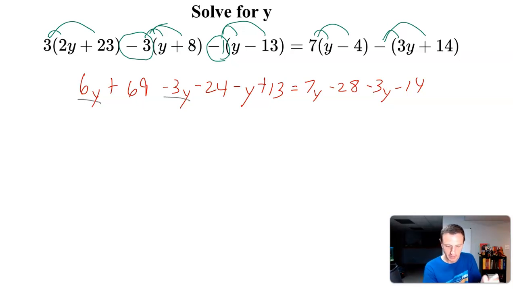So I see right there, 6y minus 3y, and then I could even combine that right there. And then we have that equal sign, so I don't want to combine anything yet. Then on the right side, I have 7y minus 3y. So let's just take care of the y's on this next step, and then we'll worry about the constants.